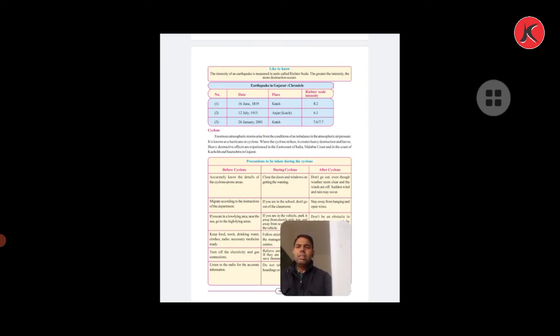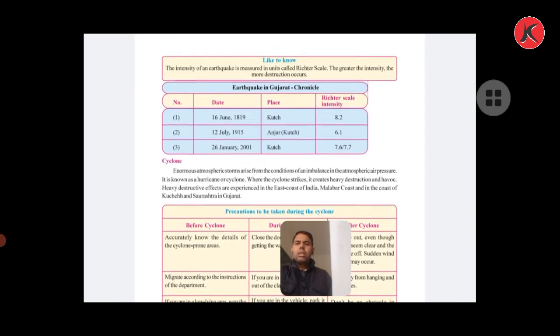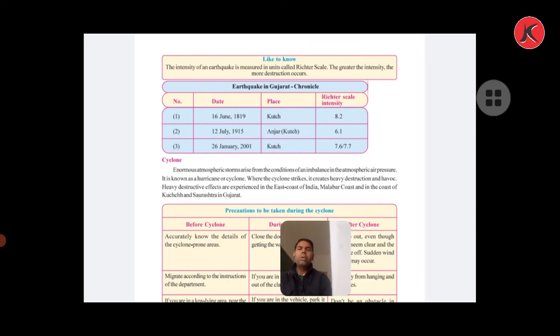After that, students, here we can see the earthquakes in Gujarat chronicle. They have given the information about the earthquakes. In total there were 3 earthquakes in Gujarat. The first earthquake was on 16 June 1819, the place was Kutch, and the Richter scale was 8.2. And the second one was on 12 July 1915, the place was Anjar, which is also in Kutch, and the Richter scale was 6.1.